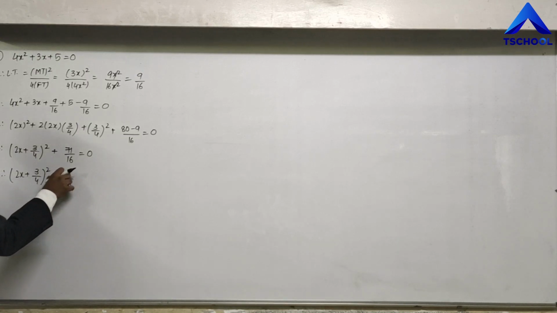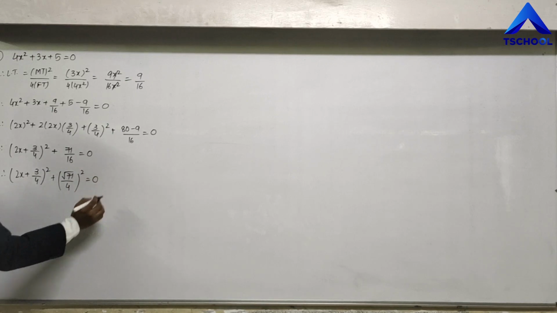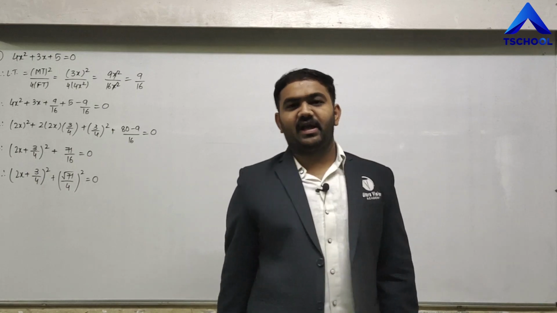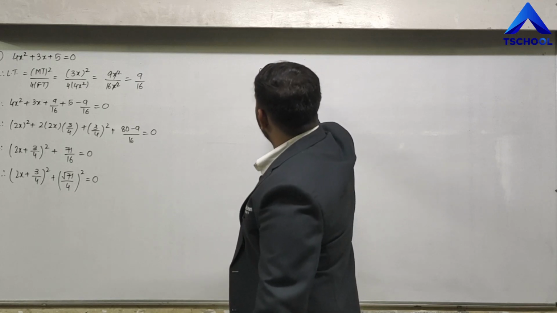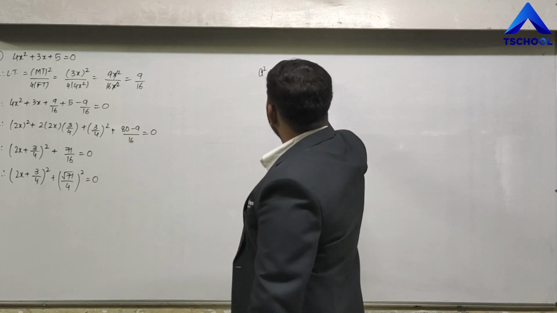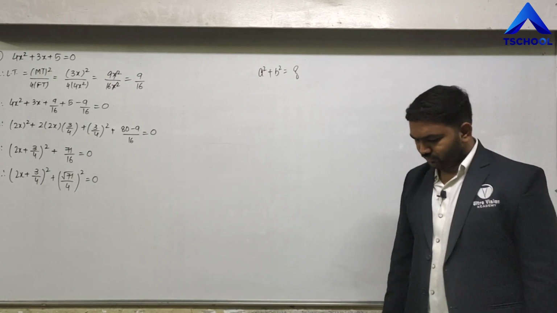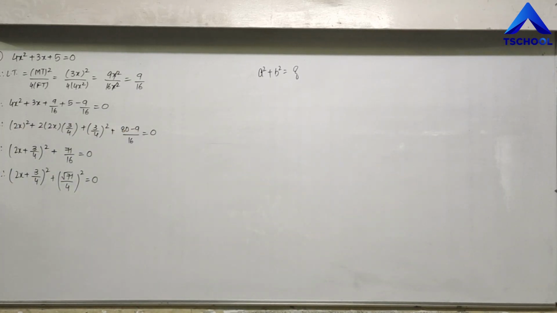Then, or you can go by the method that we have discussed here, plus root 71 by 4 whole square equal to 0. Now what to do? Because we are not having the formula of a square plus b square, is it? No, we don't have the formula of a square plus b square. So the limitation here is of the completing a square method. That means this method is now limited to this question.